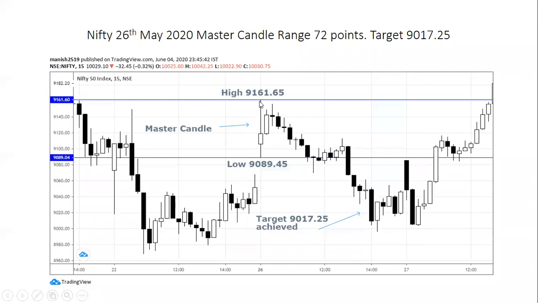Now next step, you need to calculate range of master candle. Here you can see the range is 72 points. So these all are baby candles inside master candle. So this was a long consolidation phase. And finally, here you can see we got a big breakdown. Now this is a very strong bearish candle. By looking at this candle, you can say bears are active.